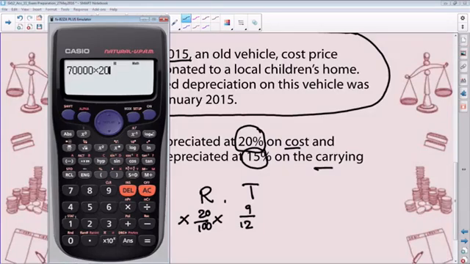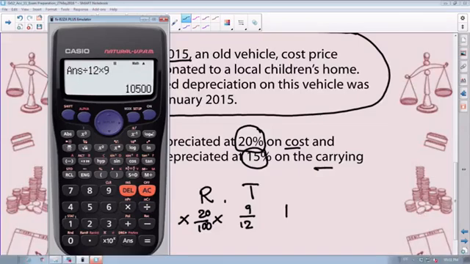Let's use the other function we got here. We can say 70,000 times 20 divided by 100. Same thing would give us an amount of 14,000 Rand. Divide that by 12 times 9, and this will be equal to 10,500. Now, a very, very important calculation, the 10,500.